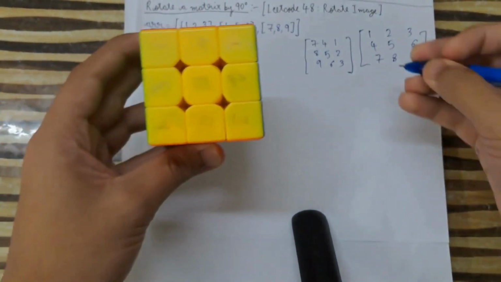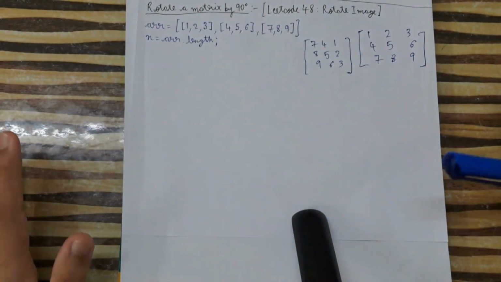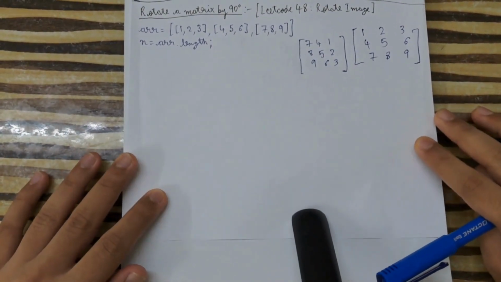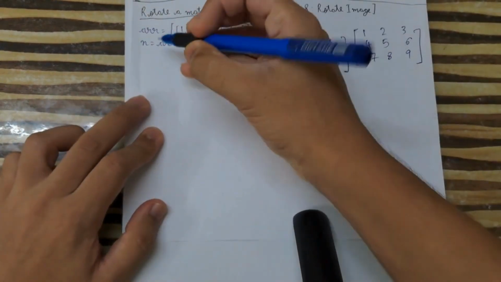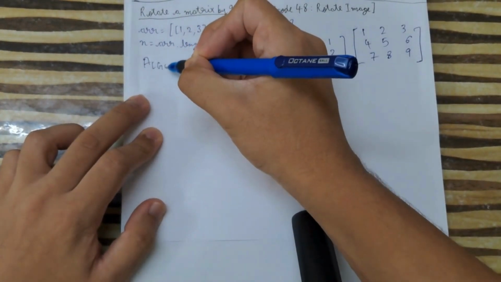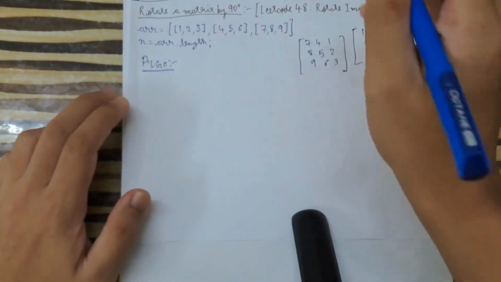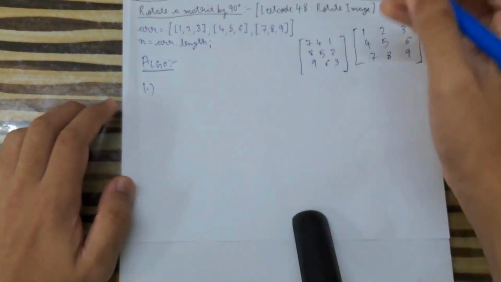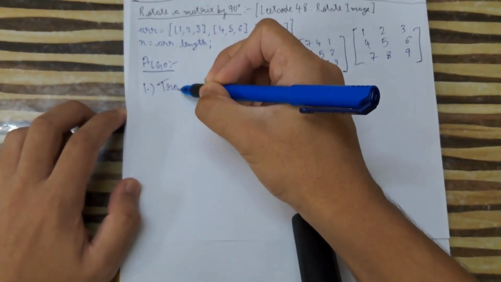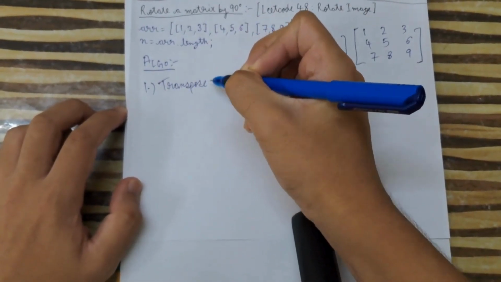Okay. So we will be doing this in very basic steps, very easy steps. They look easy and they are easy actually. So let me just show you the algorithm that we will be following. The two steps go like this. The first step would be to transpose the matrix. So just transpose the matrix.